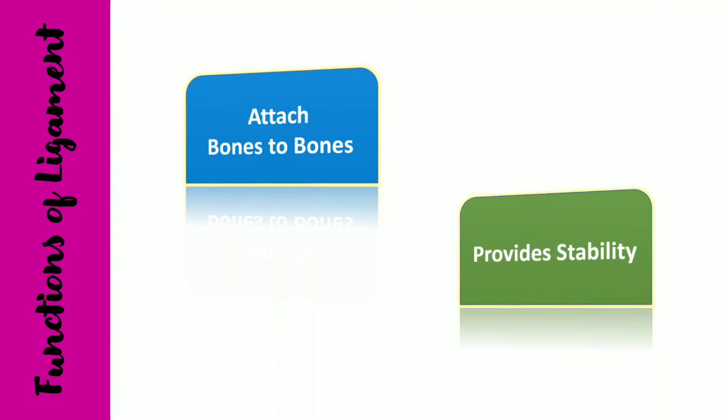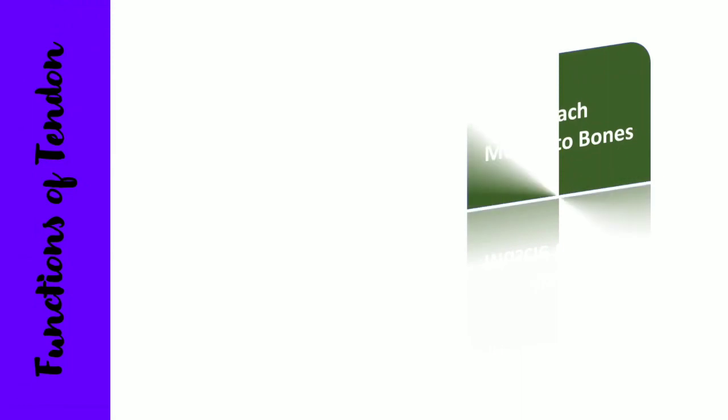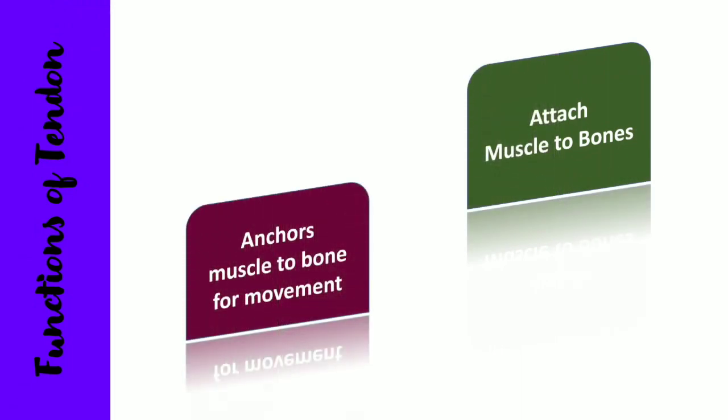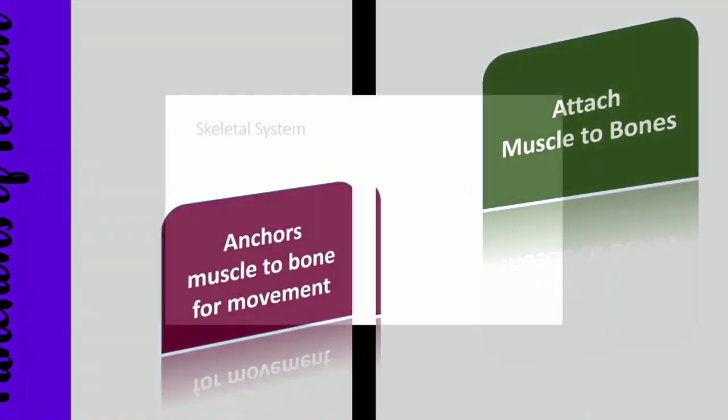If we talk about the functions of the ligaments, then ligaments are attachments between bone and bone, and they provide stability to bones, or you can say our body structure. Now, if we talk about the tendons, then tendons are the attachment of bones to the muscles, and they anchor the muscles to bone for movement.